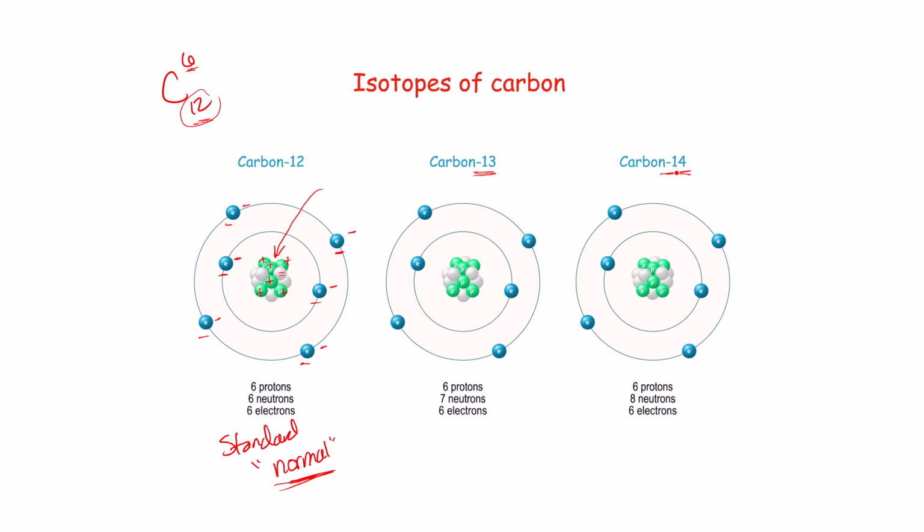Carbon-13 and carbon-14 are considered isotopes. What are isotopes? Isotopes are the same element and therefore the same number of protons but a different number of neutrons.